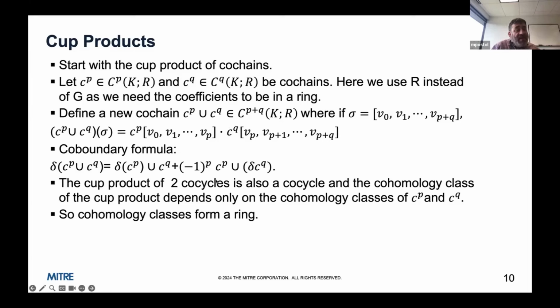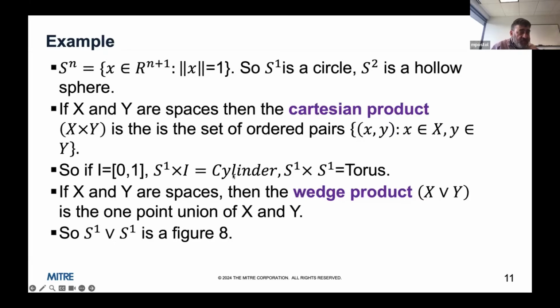And then this is the coboundary formula, and that basically shows you that for any two cocycles, the coboundary of their product is going to be 0, and so the product of two cocycles is also a cocycle. And the cohomology class of cup products depends only on the classes of CP and CQ. So those cohomology classes are going to form a ring, and we can talk about a cohomology ring.